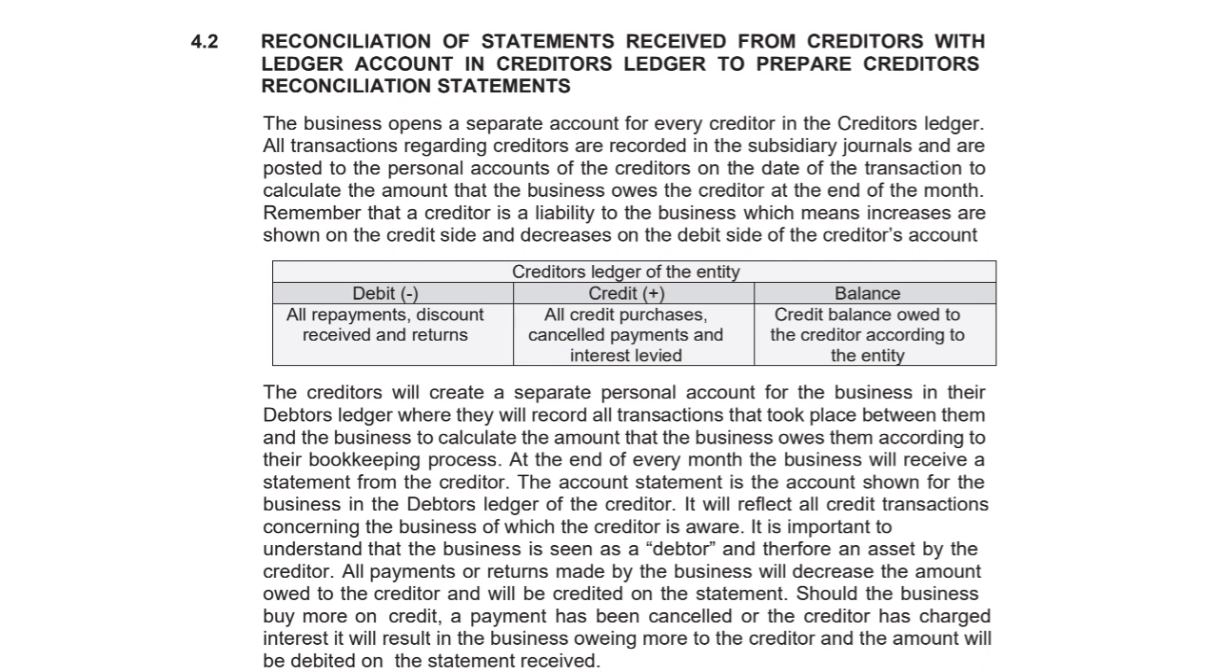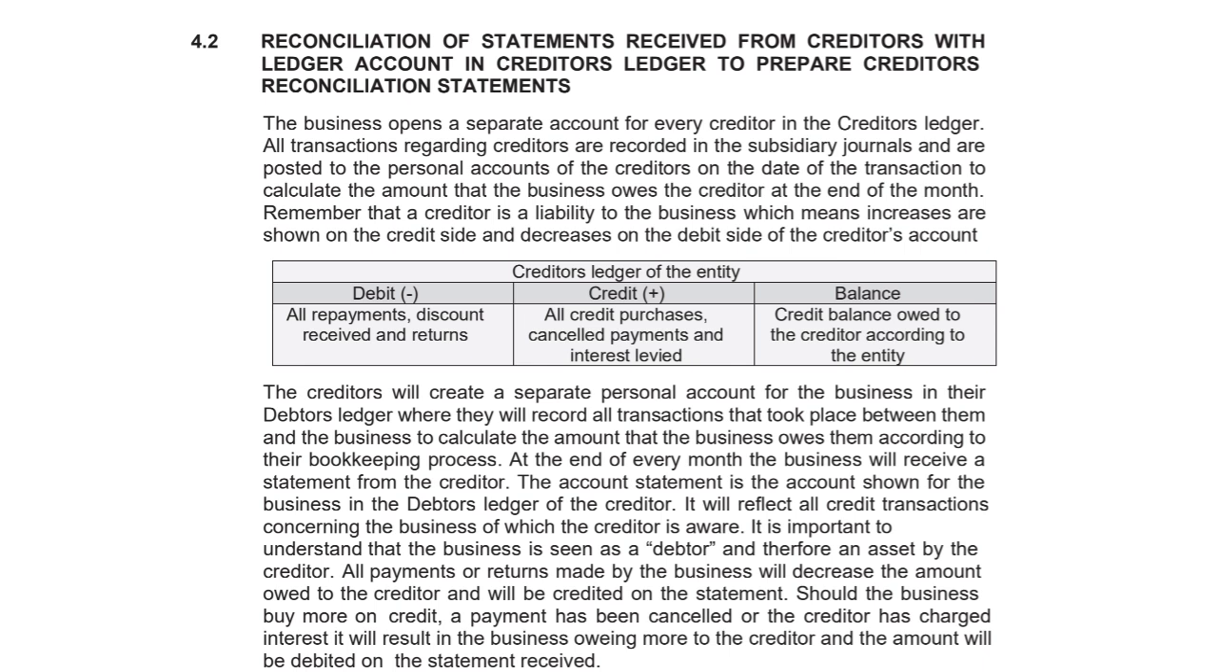to the entity. The creditors will create a separate personal account for the business in their debtors ledger, where they will record all transactions that took place between them and the business to calculate the amount that the business owes them according to their bookkeeping process. At the end of every month, the business will receive a statement from the creditor. The account statement is the account shown for the business in the debtors ledger of the creditor.